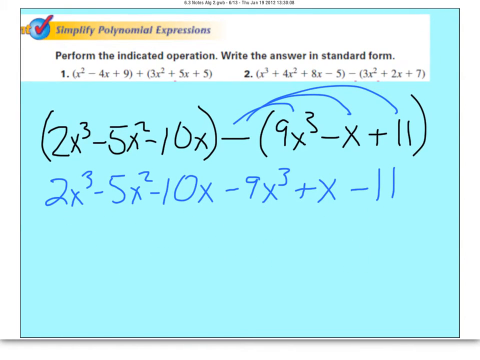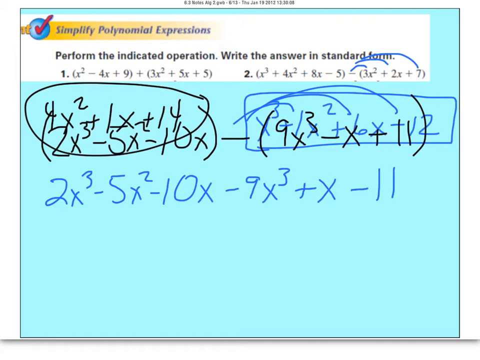If you want some more practice, I will just write down the answers for these two problems, and here they are. Here's what you should get for each of these two problems. For the subtraction, do not forget to distribute the negative and then add your like terms.